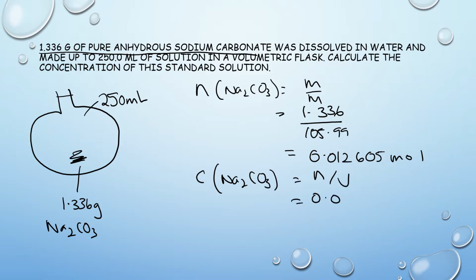From there we can find the concentration of our solution, which is equal to number of moles over volume, which is 0.012605 divided by the volume of 0.25 (250 ml), which comes out to 0.05042 molar.